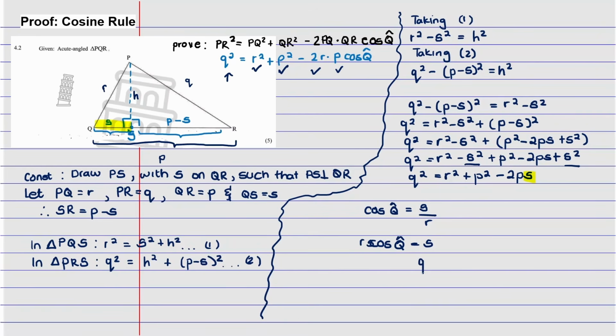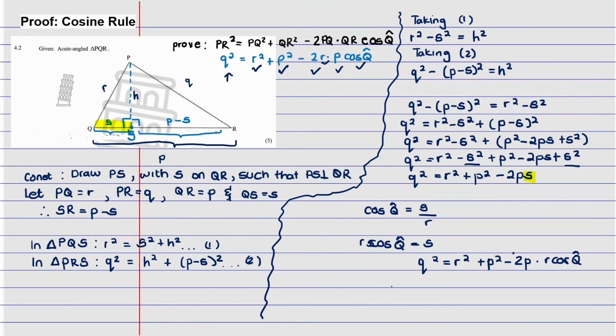So this is going to be the same as Q squared is equals to R squared plus P squared minus 2, then P, then this is going to be R cos Q. Do you see the fact that this is exactly like this one? Do you see the fact that this and this are exactly the same thing? Because now we have R and we have cos Q.